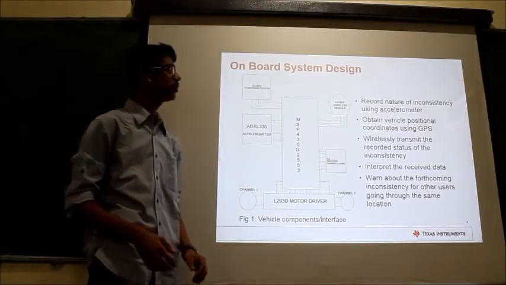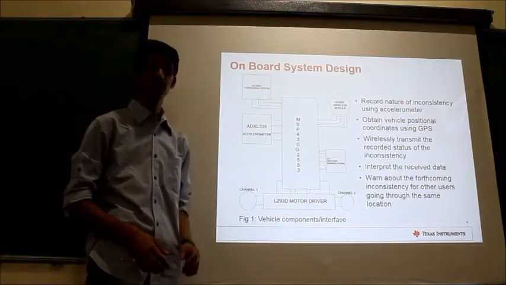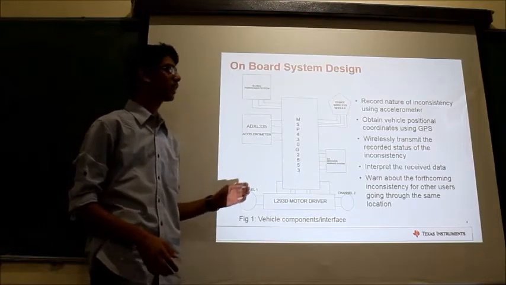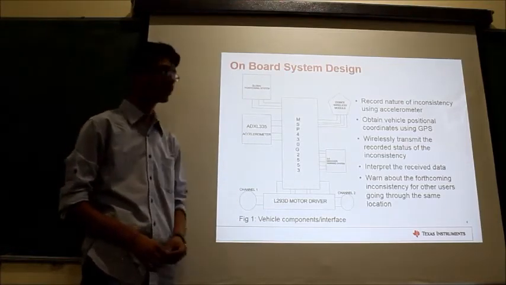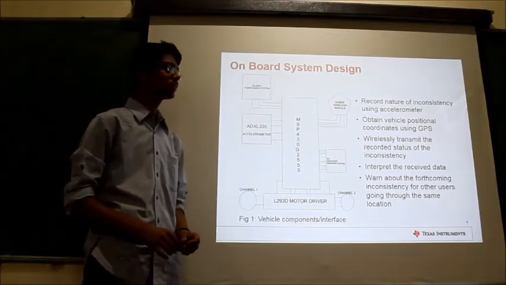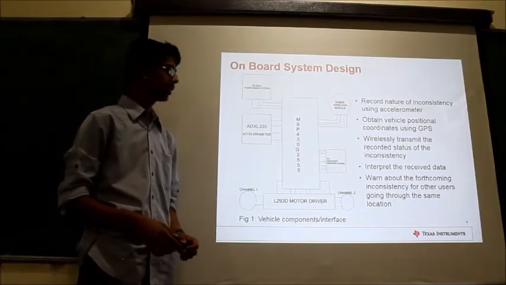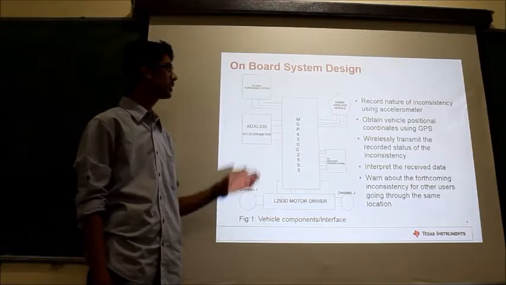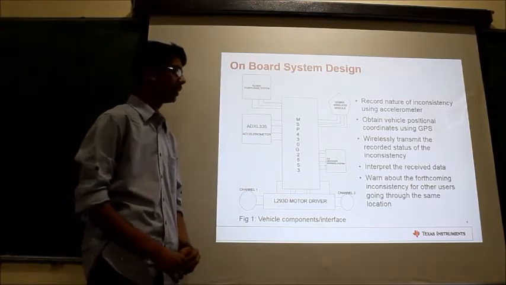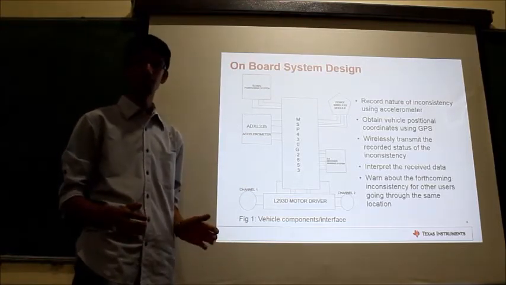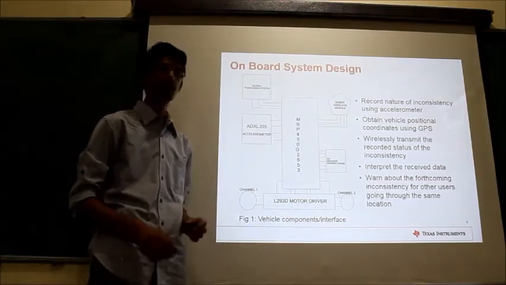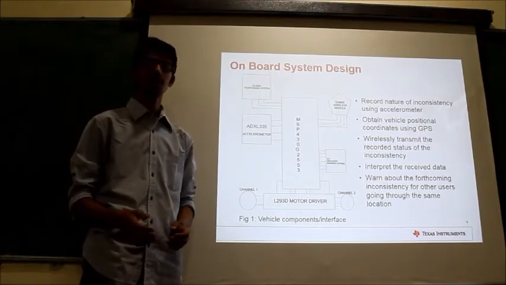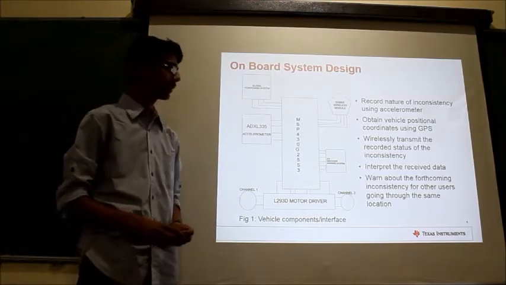For the proposed onboard system, we have various features as shown. First, we need to record the inconsistency. For that, we are using the ADXL335 accelerometer. Next, we also need to know the positional coordinate of the vehicle. For that, we are using the SkyTrack GPS module. These two data are then framed together and sent as a single database through the wireless ZigBee RF module to the offboard system, which is the BeagleBone Black.